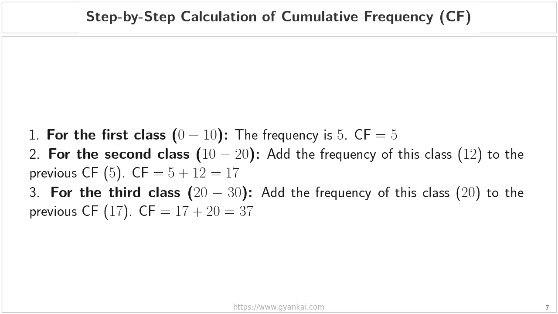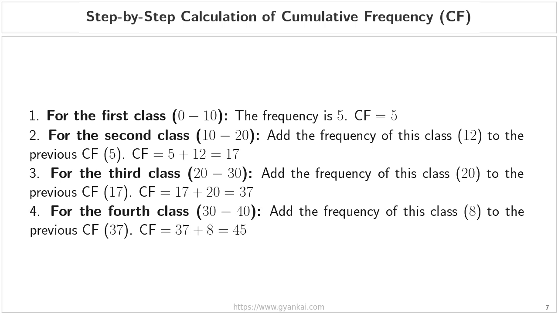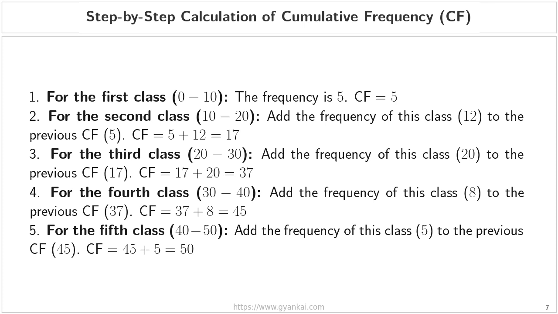Next, for the third class, 20 to 30, we repeat the process. We take our running total of 17 and add the frequency of this class, which is 20. This brings our cumulative frequency up to 37. Now, for the fourth class, 30 to 40, we take our current total of 37 and add the frequency of 8. This gives us a cumulative frequency of 45. Finally, for the fifth and last class, 40 to 50, we add its frequency of 5 to our previous total of 45. This brings us to a final cumulative frequency of 50.